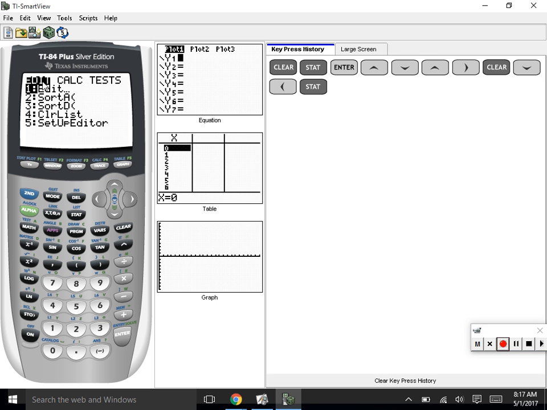Now instead of edit, we're going to go over to calculate. We're just dealing with single variables, meaning we're just looking at one thing here. So we're going to do the one variable stats. So number 1, hit enter.